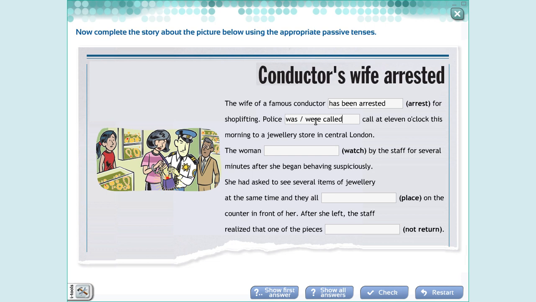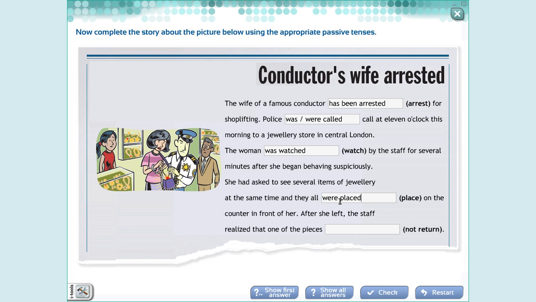The woman was watched by the staff for several minutes before she began behaving suspiciously. She was watched, foi observada. Great. She had asked to see several items of jewelry at the same time, and they were all placed on the counter in front of her. Eles foram posicionados. They were placed on the counter in front of her.